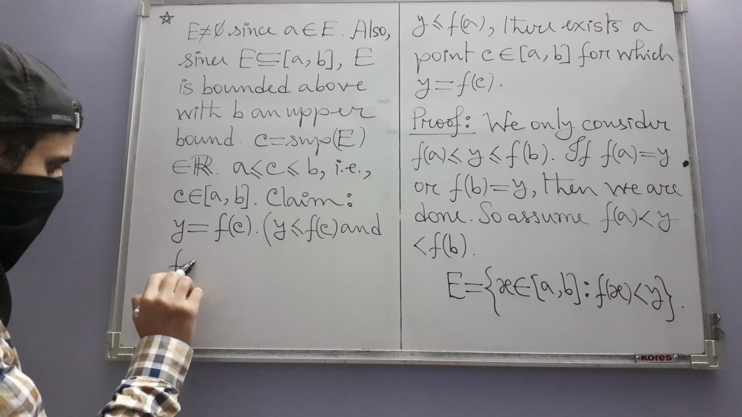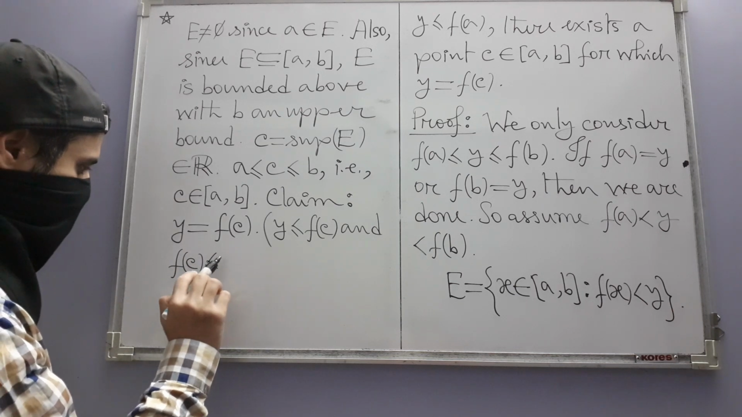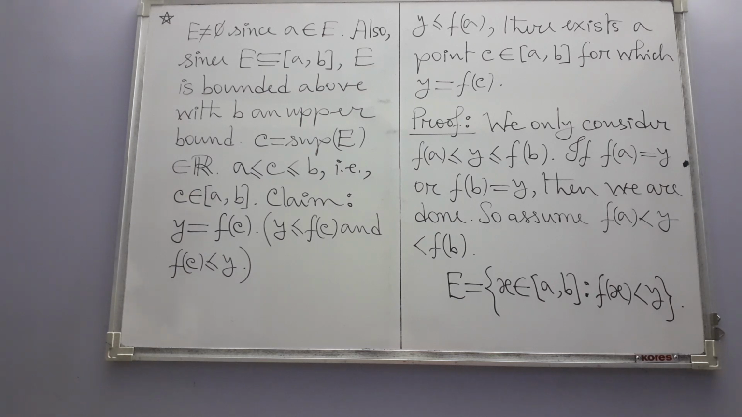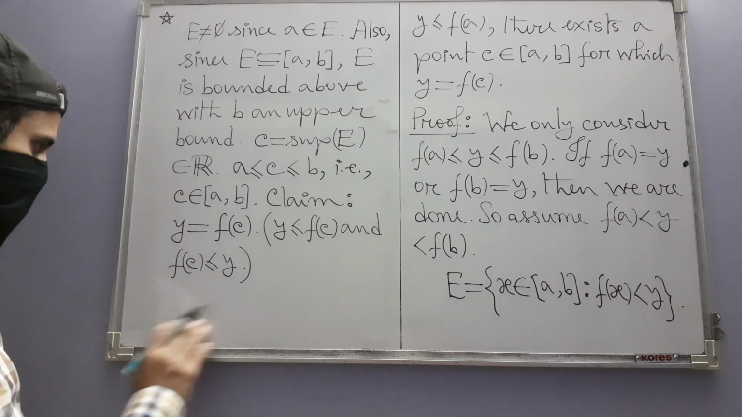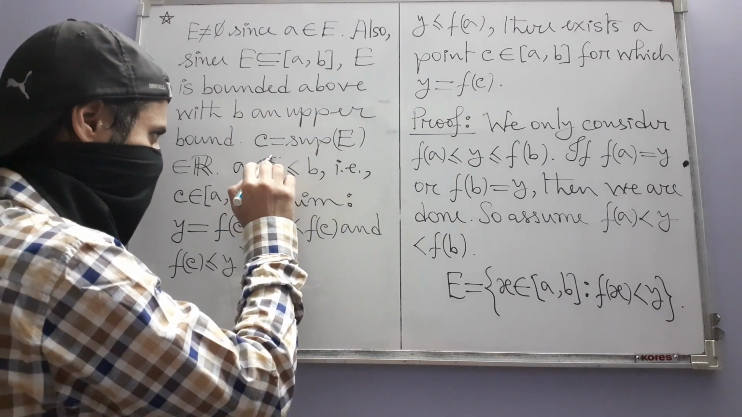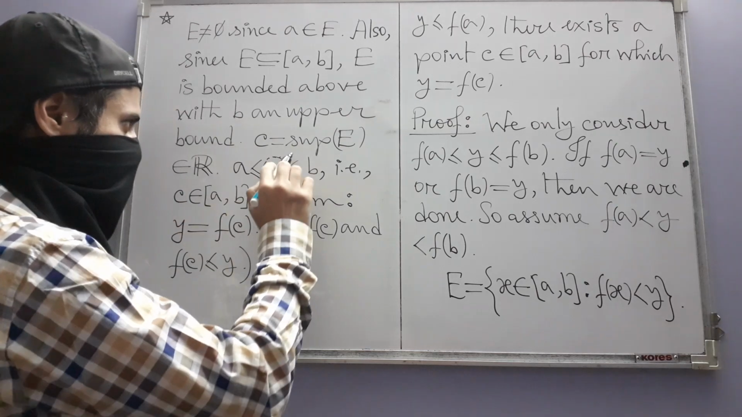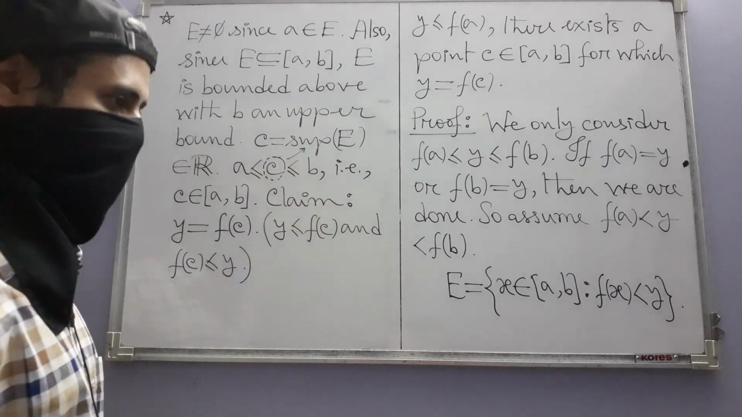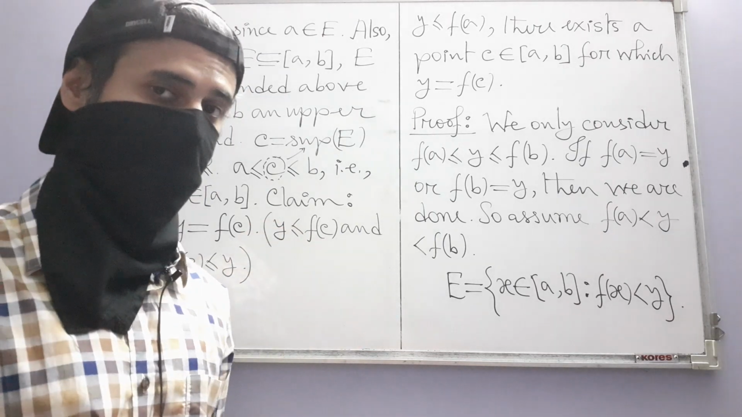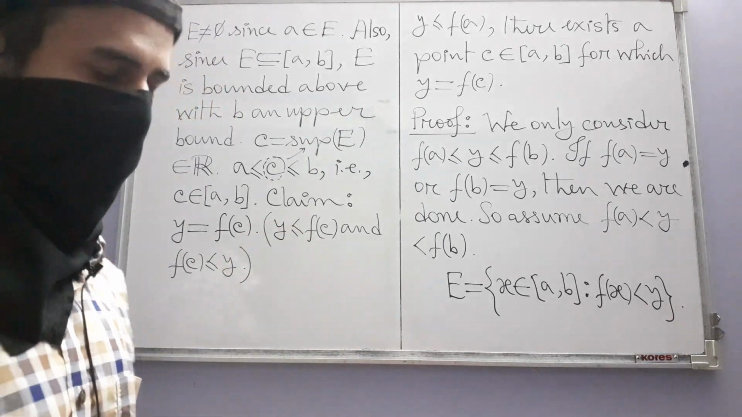And f of c less than or equal to y. That is our strategy. So let's see how that can be done. The first thing we are going to do is we are going to use the fact that c is the supremum. It is the least upper bound of e. We are now going to use the least nature of this number.